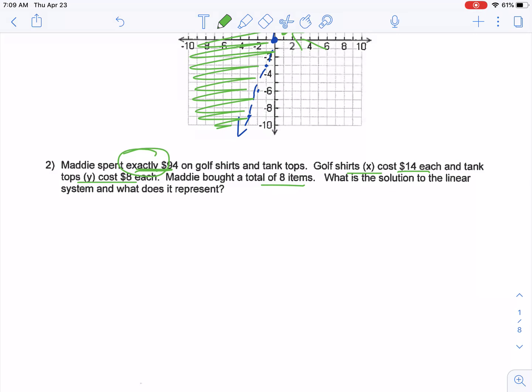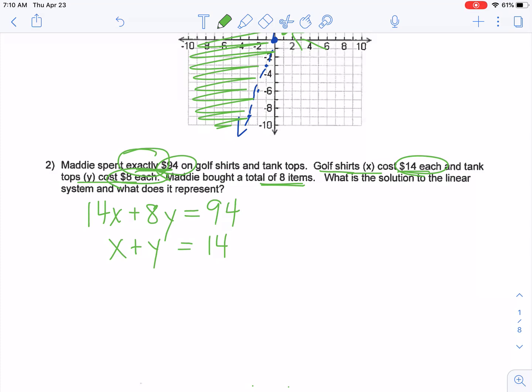The first equation would deal with the price. So golf shirts cost $14 each, tank tops cost $8 each, and she spent exactly $94. They already identify golf shirts and tank tops, so let's just write the equation. $14 per golf shirt, and then $8 for each tank top, and she spent exactly $94. And she bought a total of 8 items. Well, that means the number of golf shirts and the number of tank tops is equivalent to 8.